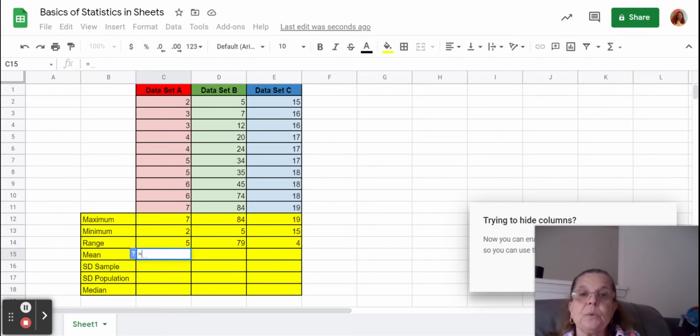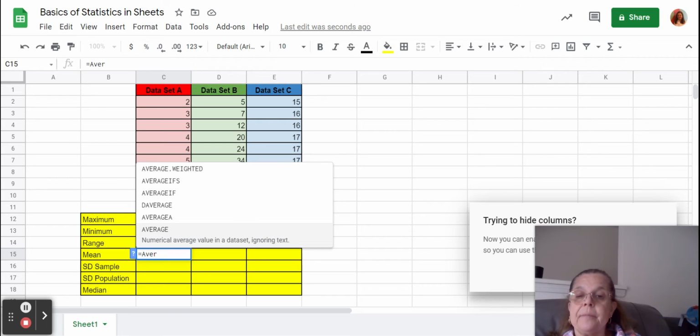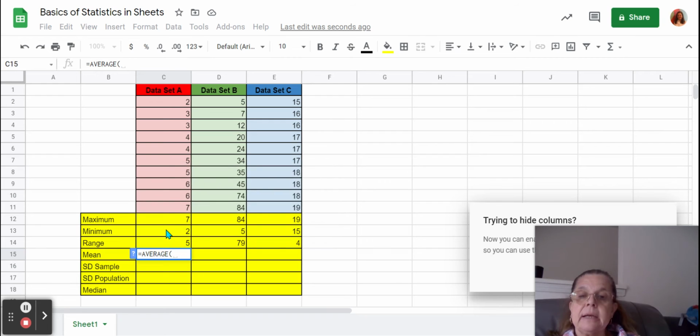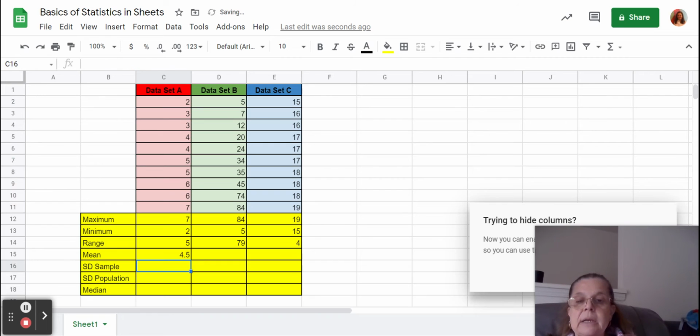For Sheets, you will not find the word mean. You will find the word average, AVERAGE. Go to the bottom, average down here. Grab only the pink values 2 through 7. You'll see they'll be highlighted with a little orange box. Close it off. Hit enter. And again, I'm just going to drag the formula.